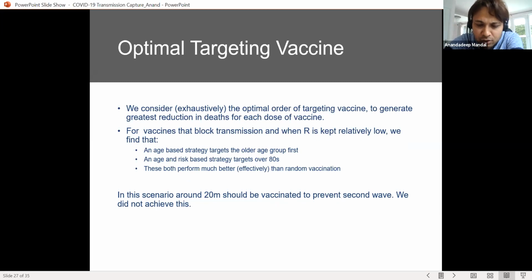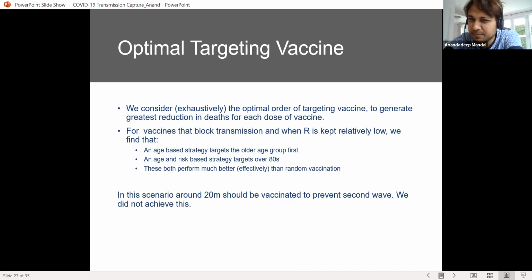When the government was about to roll out the vaccine, of course, you don't get vaccine for everyone, because vaccine is very precious. So we considered an optimal ordering of targeting the vaccine. We had to optimize to generate the greatest reduction in deaths. As simple as that. Why?